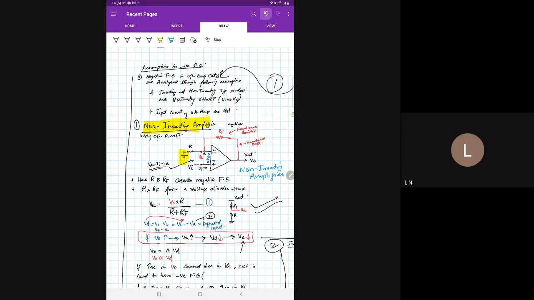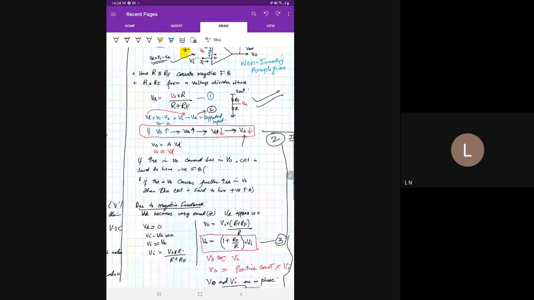Once we increase the output, because of negative feedback there is a mechanism that will finally cause a decrease in output. It will compensate the increase, so the output voltage will be decreased because of the negative feedback. There will be no change in the output because of the negative feedback connected in the circuit.